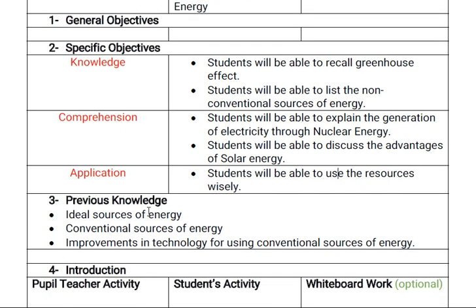Then comes previous knowledge. Previous knowledge includes the topic which we have already covered in our previous classes. So in our previous classes of sources of energy, we have already covered ideal sources of energy, conventional sources of energy, and improvements in technology for using conventional sources of energy.